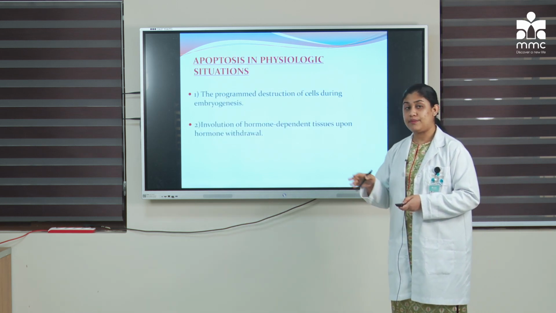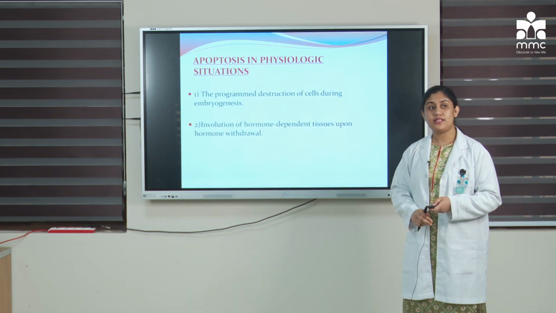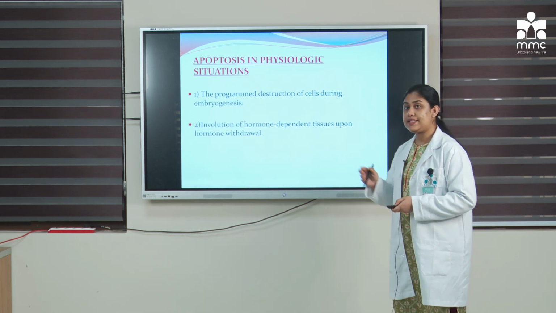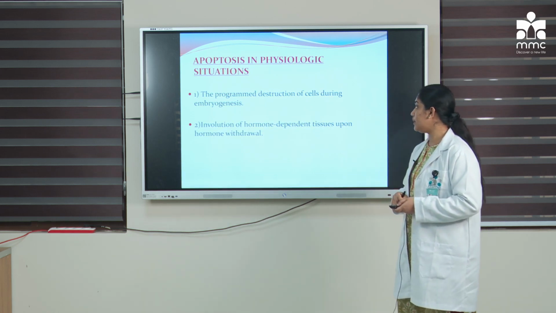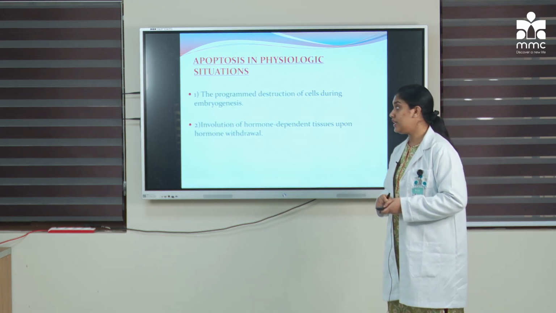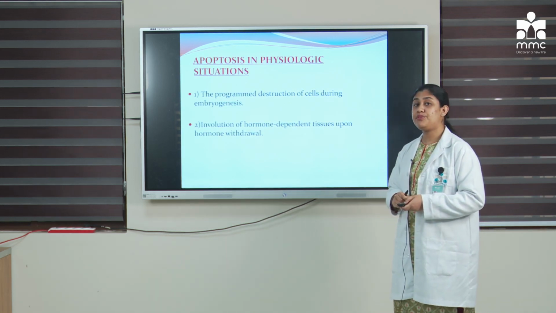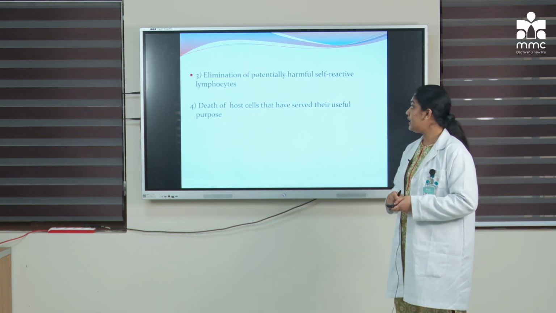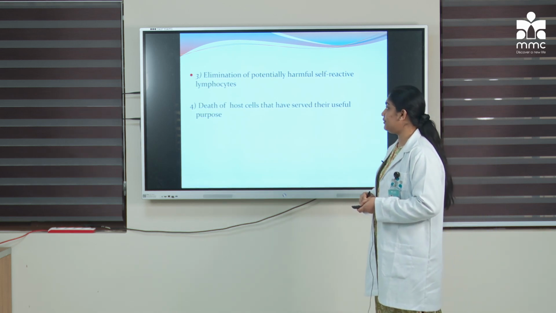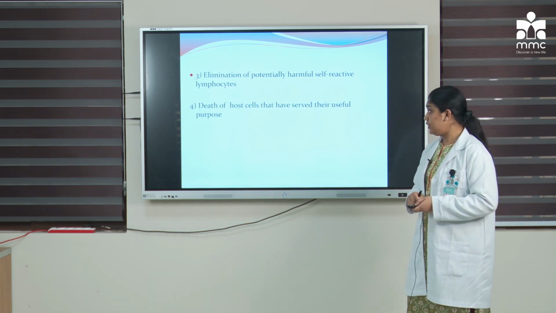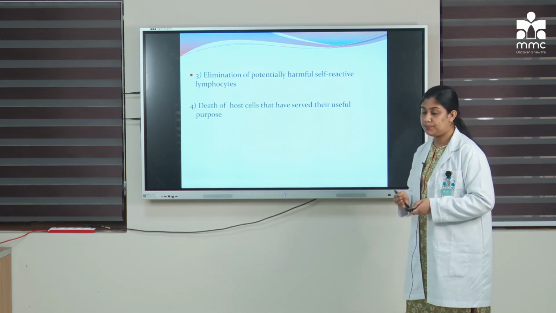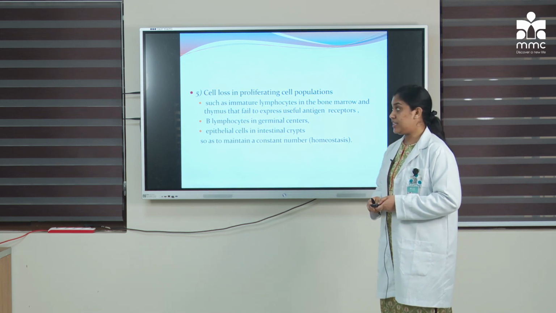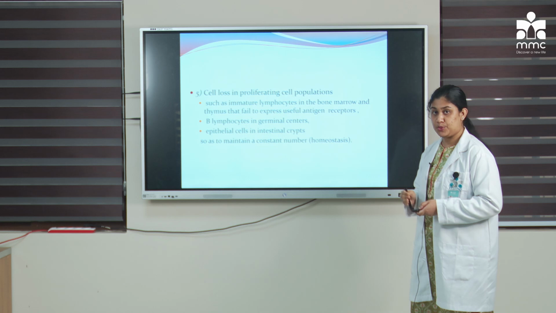So apoptosis can be seen in two situations. One is a physiological and the other one is a pathological situation. Some examples of physiological apoptosis are the programmed destruction of cells during embryogenesis, involution of hormone dependent tissue upon hormone withdrawal, elimination of potentially harmful self-reactive lymphocytes, and death of host cells that have served their useful purposes.